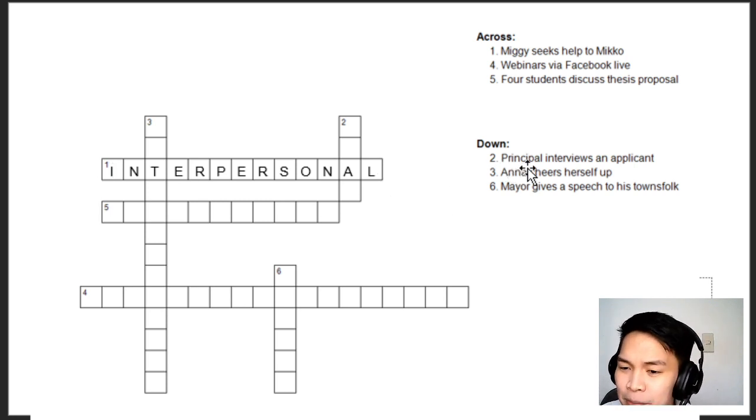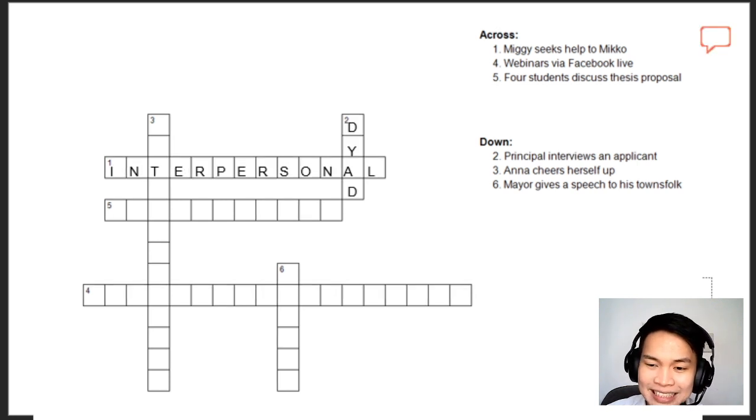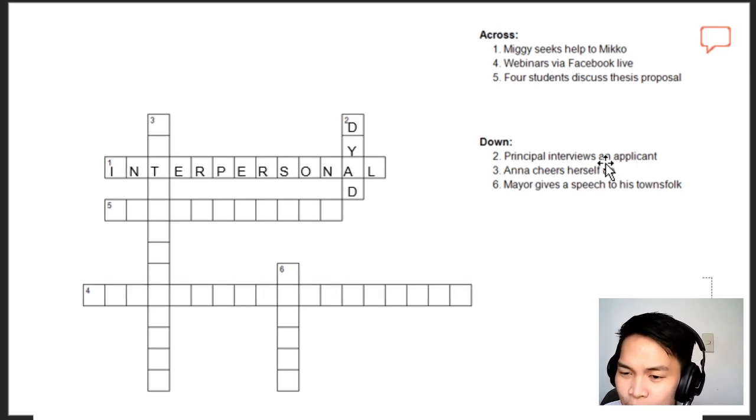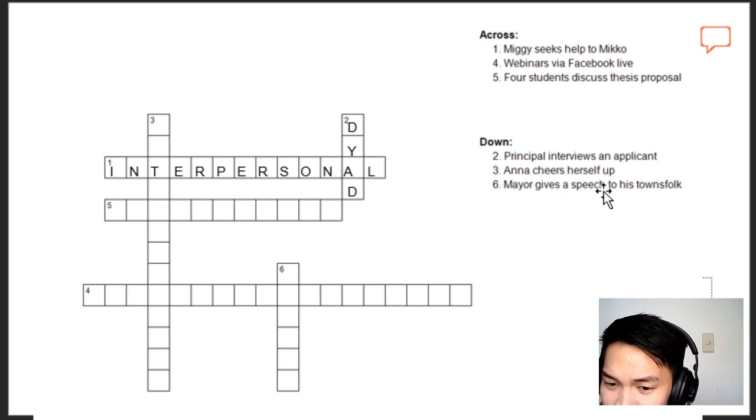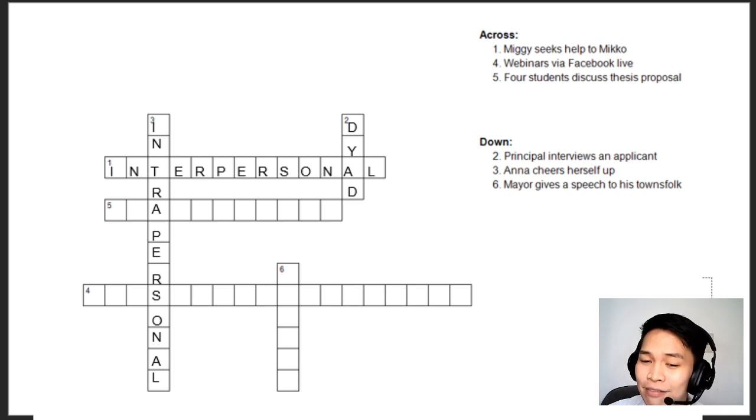Number 2, principal interviews an applicant. So this is number 2. We only have a 4-letter word. So that is dyad. Next, number 3, Anna cheers herself up. So we have there the clue. It's long and we have T there. Don't be confused, class. Interpersonal, and we have intrapersonal because Anna is talking to herself.